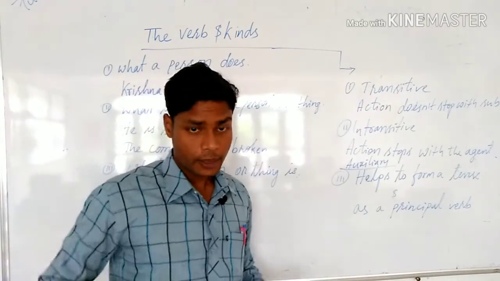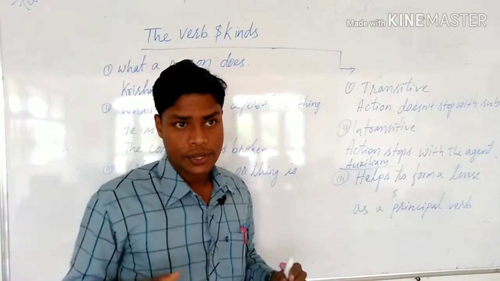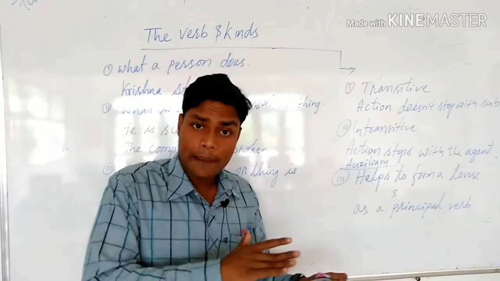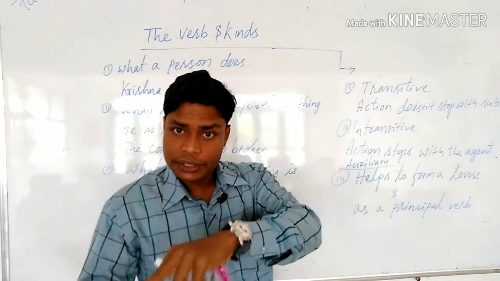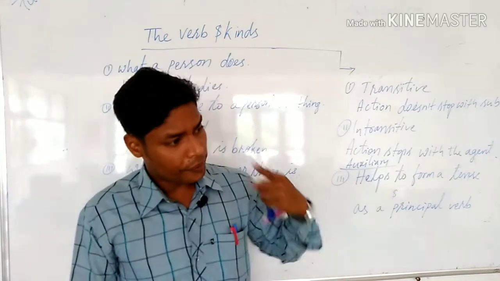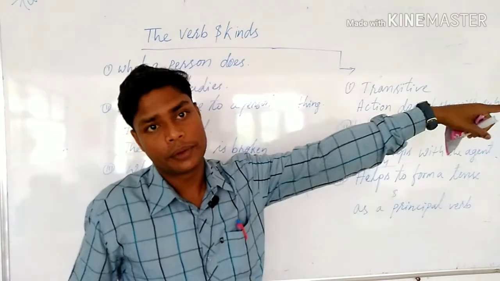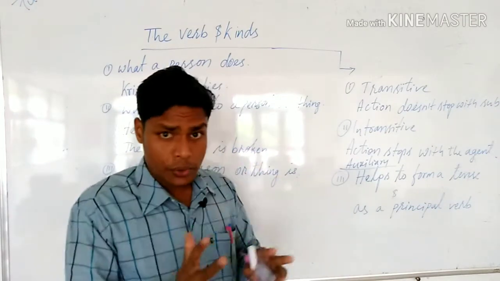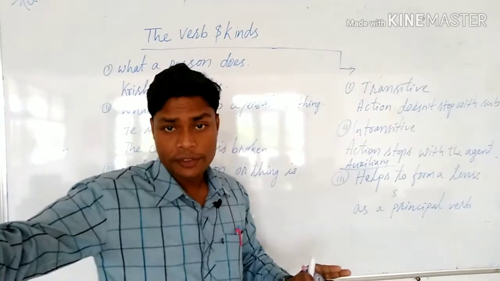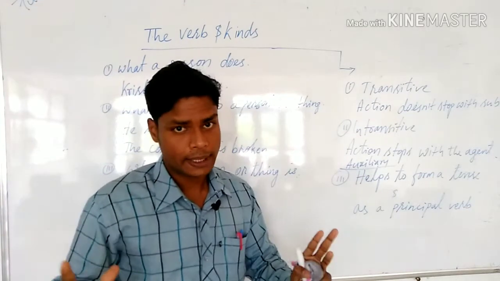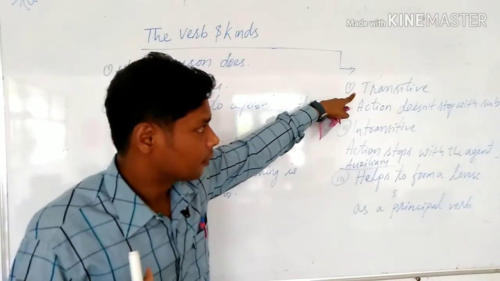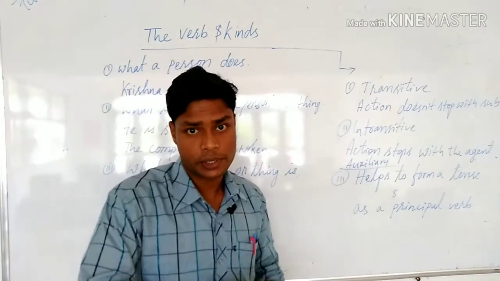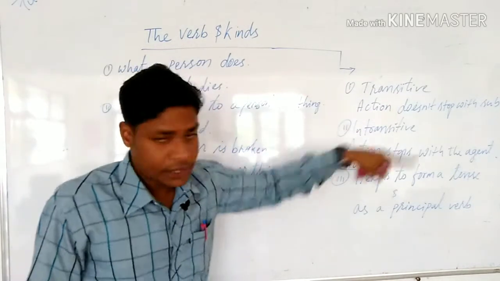For example, Ram killed a snake. So here the action killing did not stop with Ram, but it ended with the snake. Thus we have the boy kicked the football into the ground. So here, kick the football. The action is not stopping with the boy, but it is extending up to the object ball. Clear? So thus we say transitive verb, because it is telling about the action which does not stop with the subject.